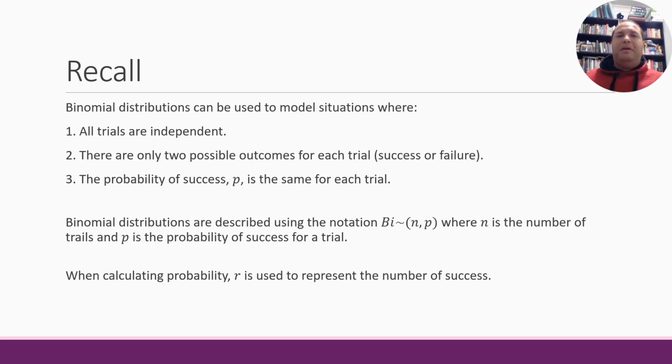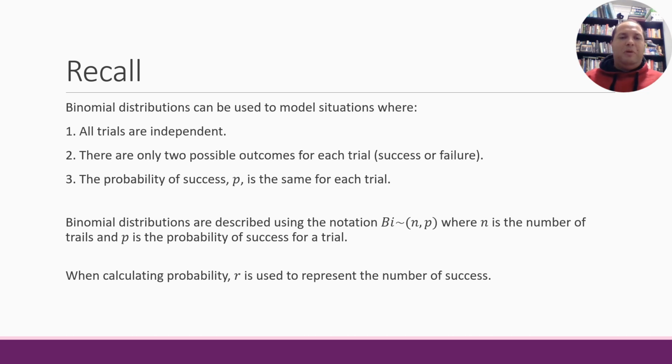Big things to remember are what a binomial distribution is and when we can use it. Binomial distributions can be used when all trials are independent. We're doing multiple trials and they're all independent of each other; the outcome of one event doesn't affect the other. There need to be only two possible outcomes, so heads or tails, success or failure. And the probability of success needs to be constant for all of the trials.